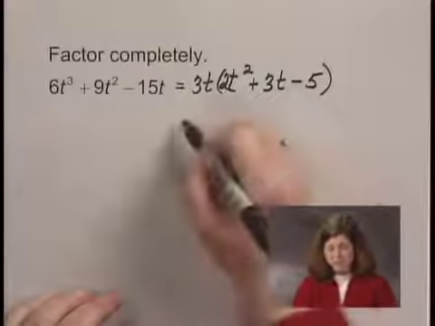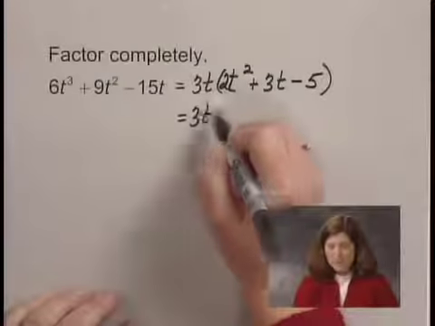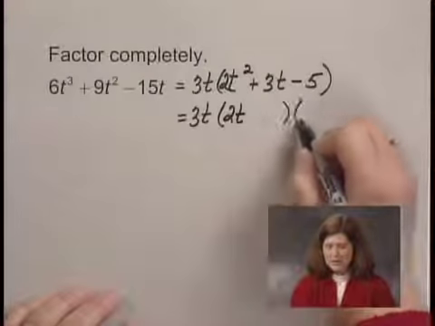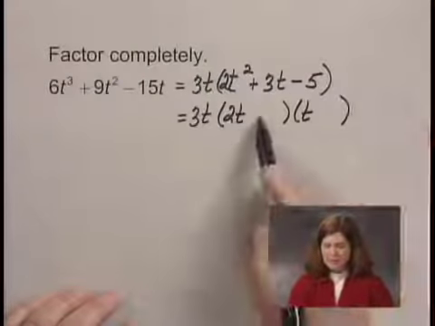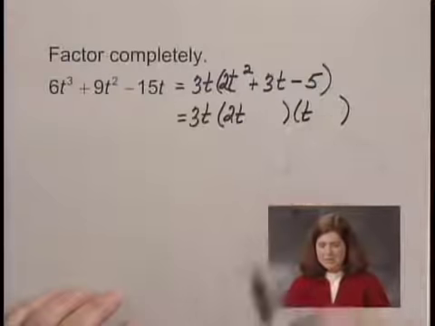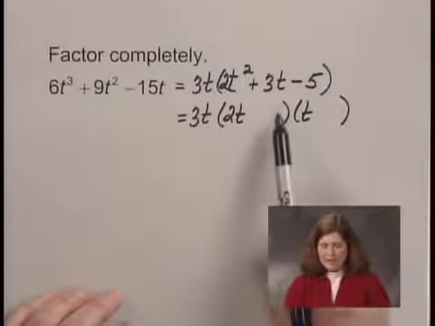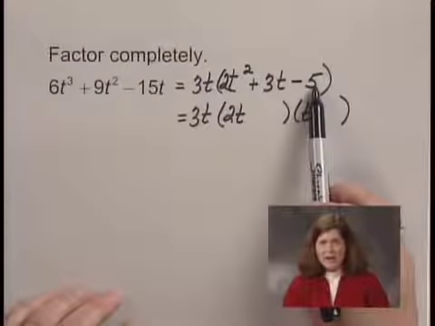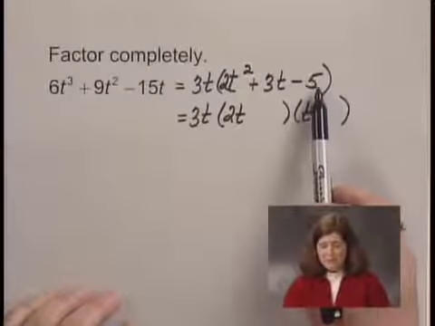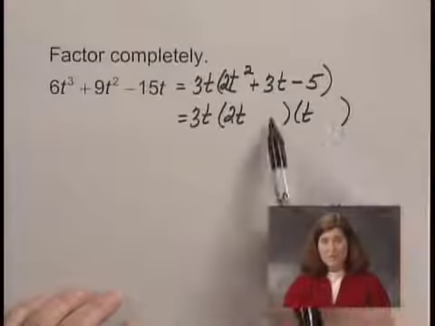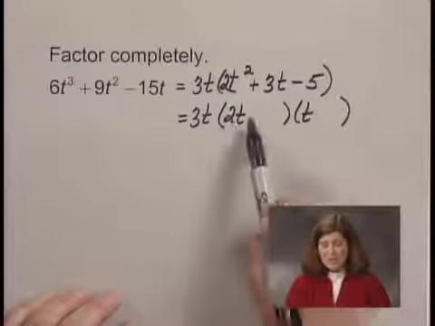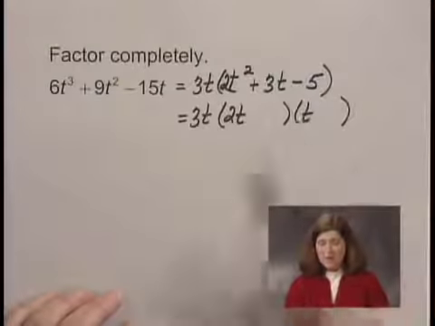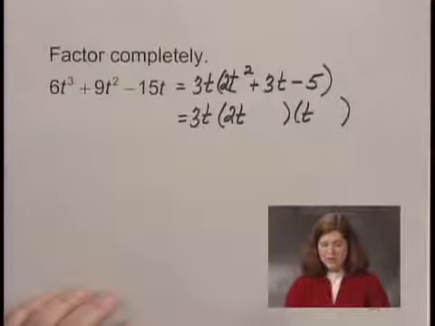If it does factor, it will factor into two binomial factors that look like this, 2t and t, and this will be plus or minus something, and this will be plus or minus something. Now, the numbers that go in here are -1 and 5, or 1 and -5. And they can go in either order, because it will make a difference if it's 1, 5 or 5, 1, because 1 will be multiplied by 2 and 1 multiplied just by 1 for that middle term.